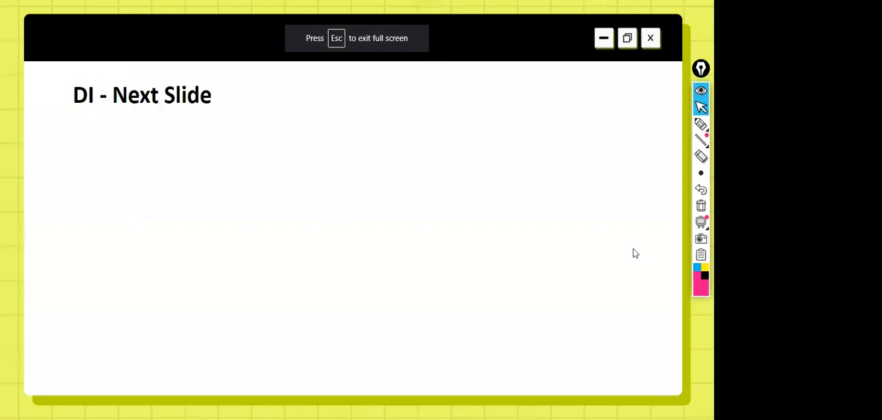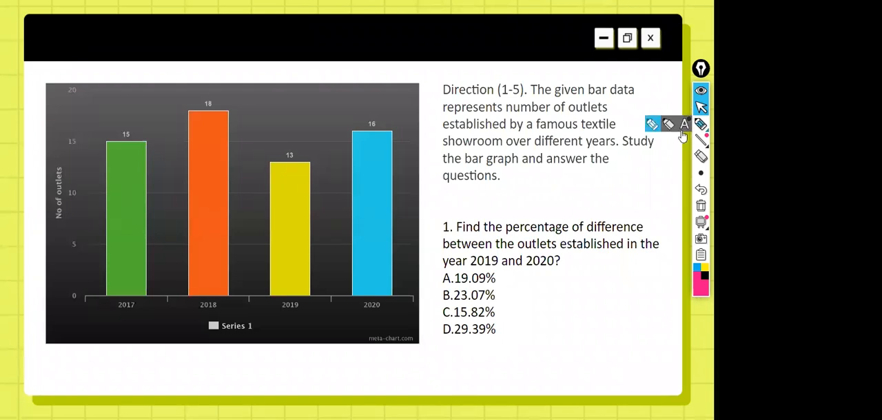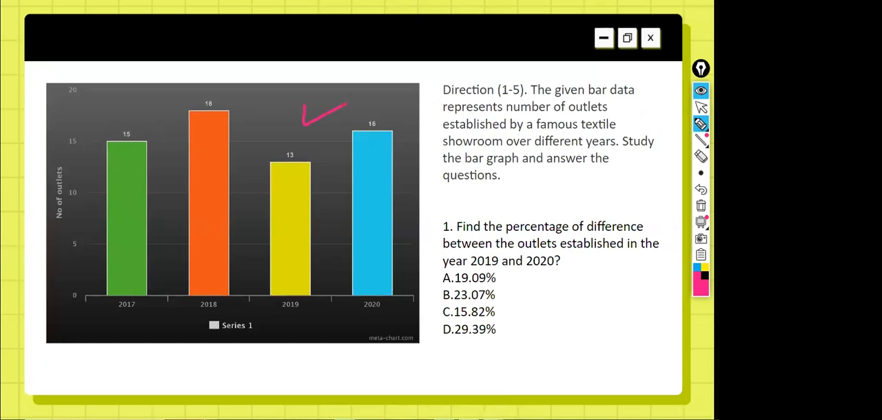So next, a data interpretation question. As you all know, data interpretation is also a very similar percentage type of stuff. A lot of data interpretation questions can be solved with the help of percentages. So some data is given. What is asked? Find the percentage difference between outlets established in 2019 and 2020. This is 2019, this is 2020. I'll write the values here for clarity. 2019, the value is 13, and 2020, the value is 16.